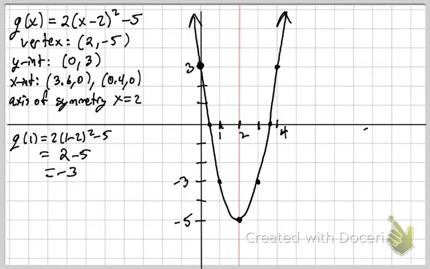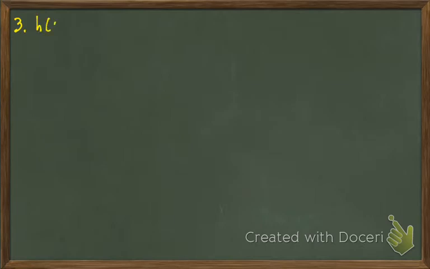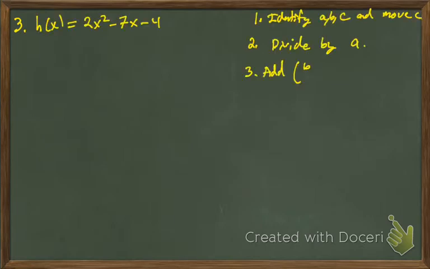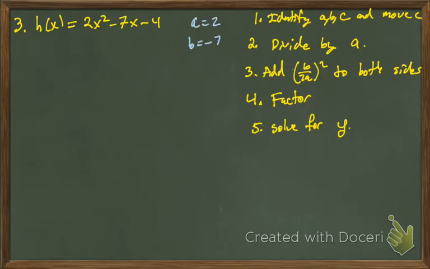Okay. And so that's pretty much it. That's graphing in vertex form, writing the equation in vertex form. But we'll do one more, so we've done one with a fraction. So we're going to do one where we get a fraction, okay? Alright, so same thing as before, identify your ABCs, move C, divide by A, add B over 2A squared to both sides, factor, and then solve for Y. So same process as the other ones. So we'll identify our ABCs. We're going to add 4 to both sides.